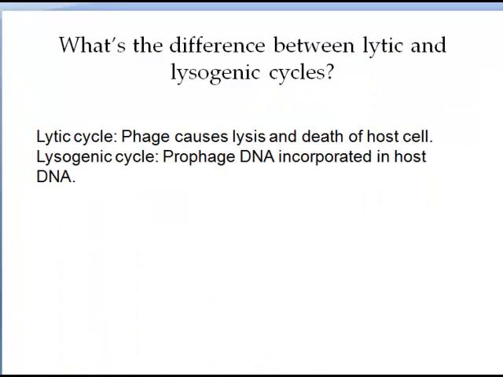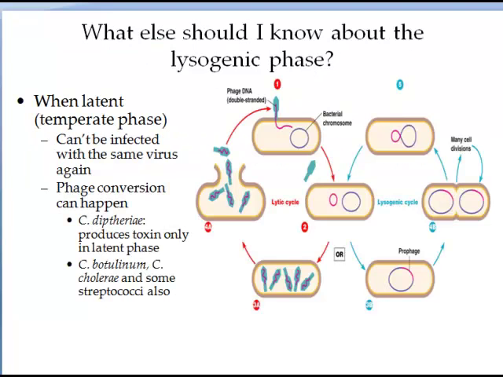So here's the main question: what is the difference between a lytic and the lysogenic cycle? Now remember, the lytic cycle will cause the lysis and death of the host cell. The lysogenic stage, on the other hand, which we will look at in the next diagram, is the one in which the prophage DNA is incorporated into the host DNA. And that might ring a bell of something we did earlier in the microbial genetics chapter.